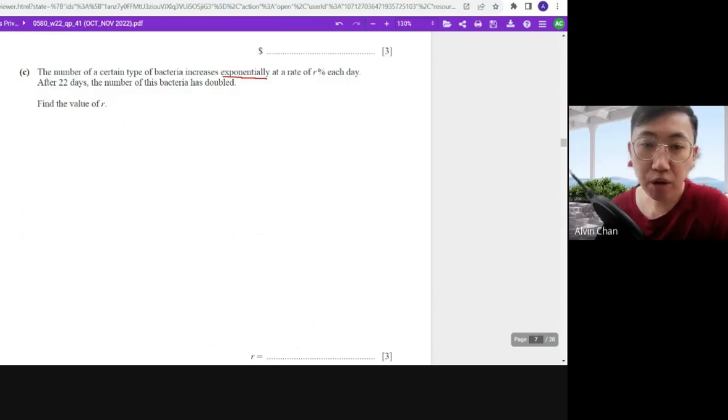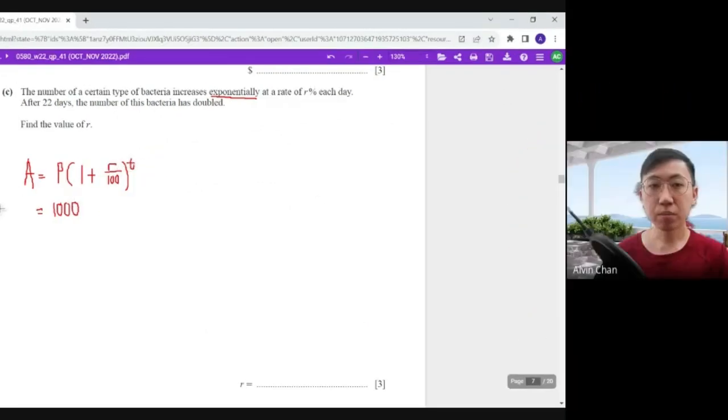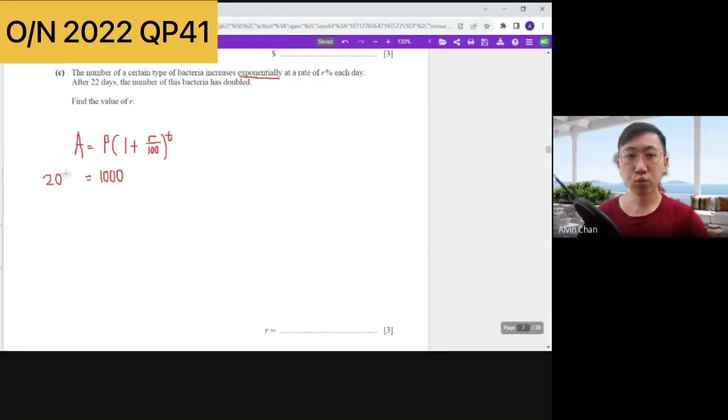This one is compound interest. Say I put 1,000, because usually we put 1,000 for easier calculation. They say it has doubled, then this is 2,000. Can we assume that? Let P equal 1,000. Okay, then I try to do this calculation.